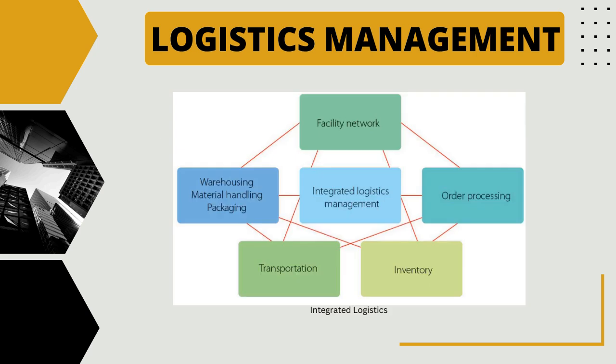So the next one here that we're going to go through is the sort of visual illustration of an integrated logistics facility or within an organization. And this includes order processing, inventory, transportation, warehousing or material handling, packaging, etc., as well as facility network is part of the integrated logistics management system. And this creates various capabilities that we need to achieve the value that comes out of having a logistics system.